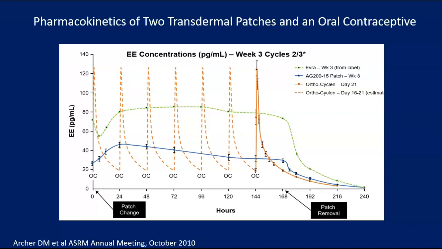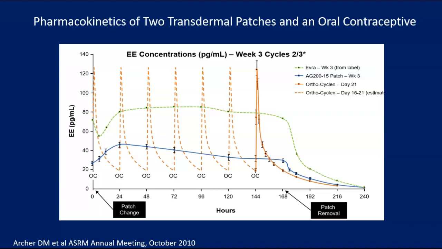Then you look at the top dotted green curve, and this is the actual curve plotted for Ortho Evra, which was the initial contraceptive patch. Here you put the patch on at time 0, it slowly rises to the level that you see here for ethinyl estradiol, persists, and starts falling off around day 7 until the next patch is put on.